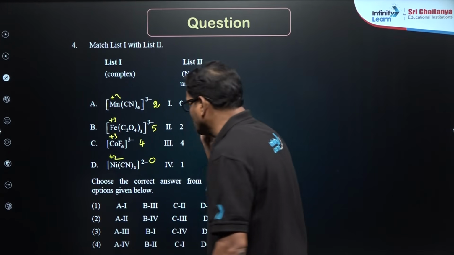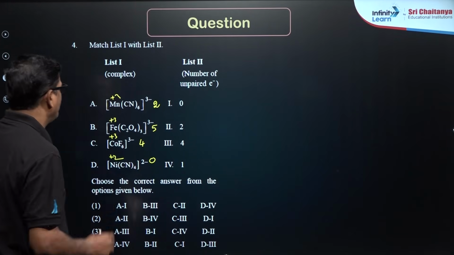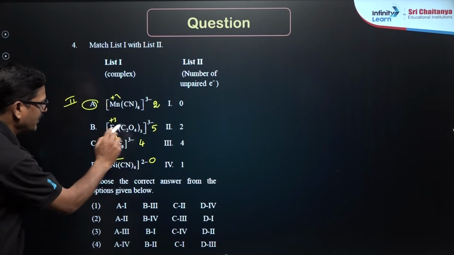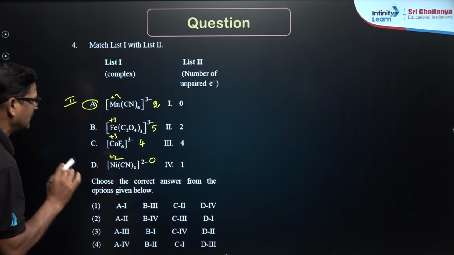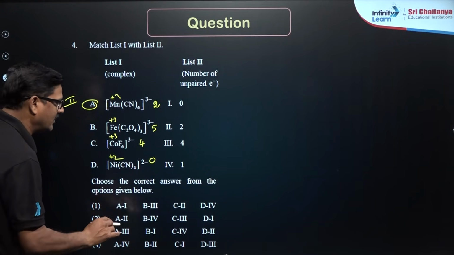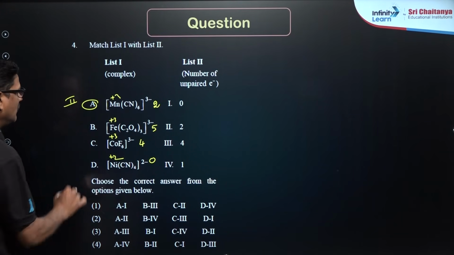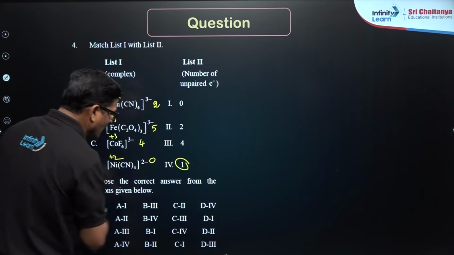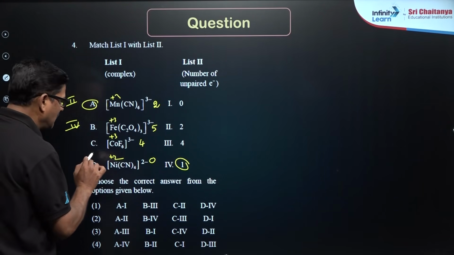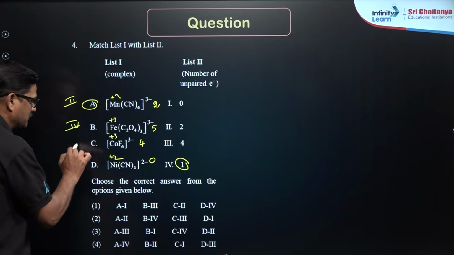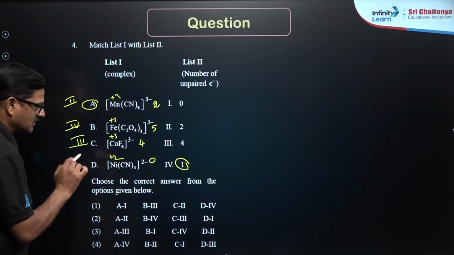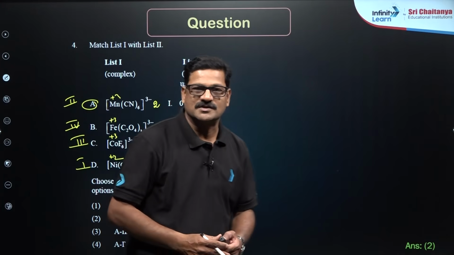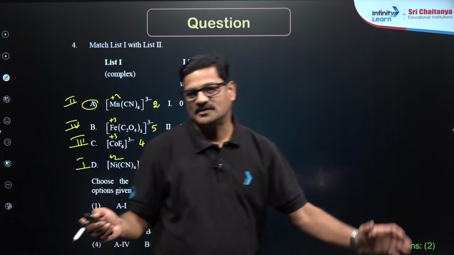So, on matching this, A is matched with 2, and B is matched with, on elimination, 5, and C is matched with 3 and D is matched with 1. So the second option is the correct answer for this question.